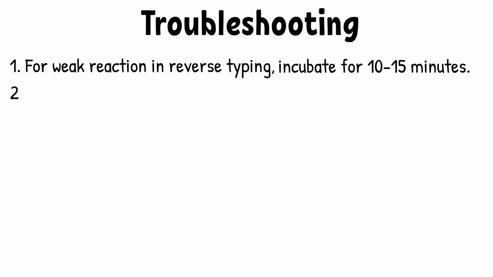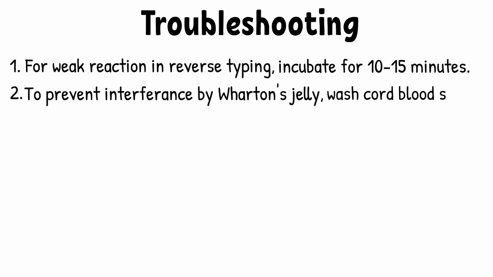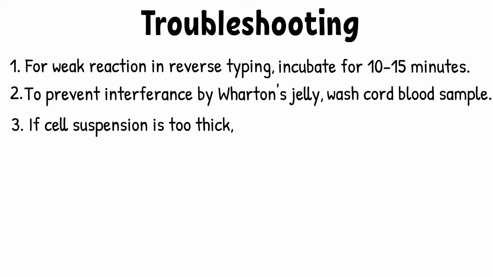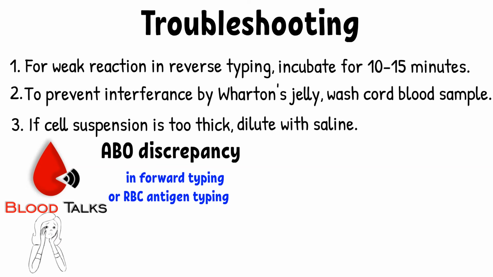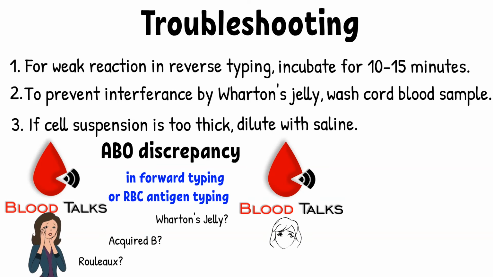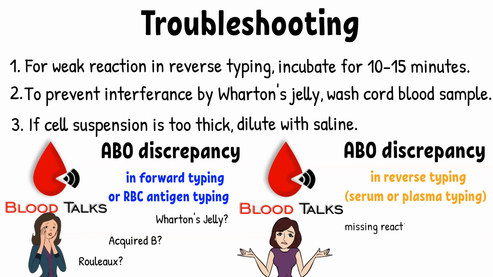Second, cord blood samples need to be washed before performing the ABO grouping test. The Wharton's jelly could interfere with agglutinations. Insufficient washing and Wharton's jelly contamination give false negative results. Wharton's jelly is a gelatinous substance within the umbilical cord. Third, if the suspension is too thick, it will give you a false negative result. If this quick troubleshooting does not work out for you, you can check out how to troubleshoot ABO discrepancy. I have a video about that already.